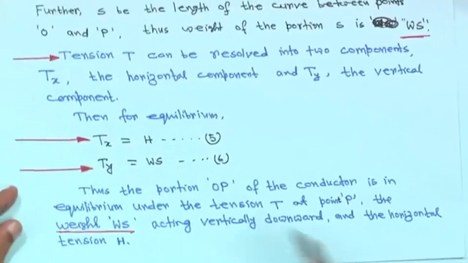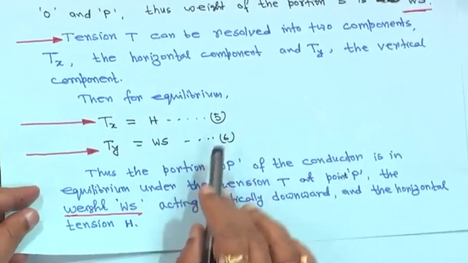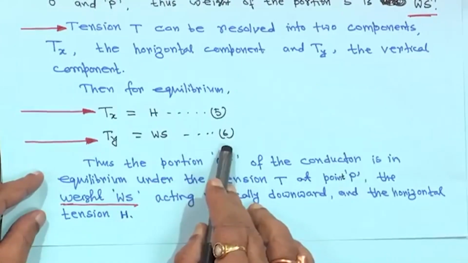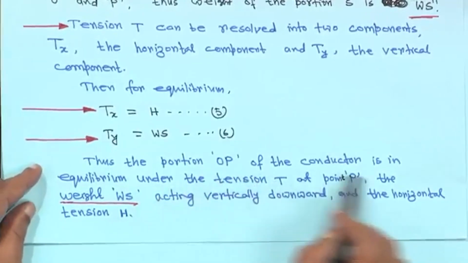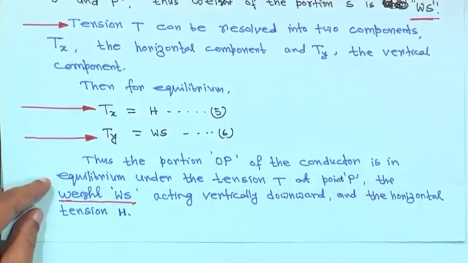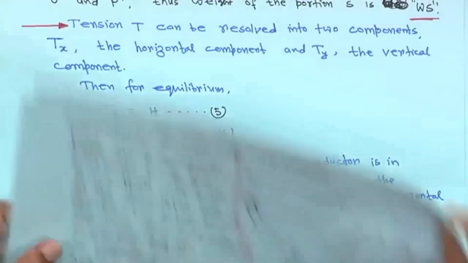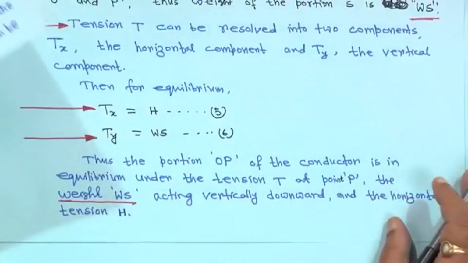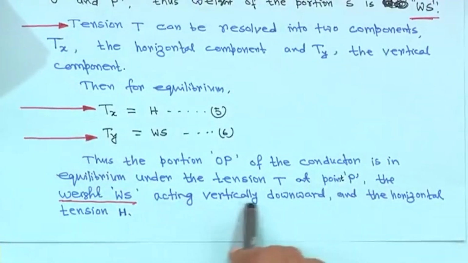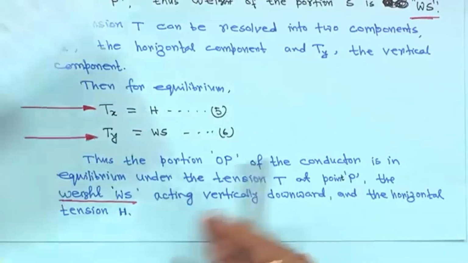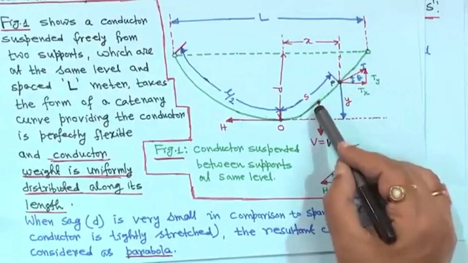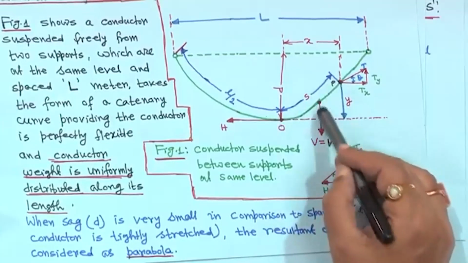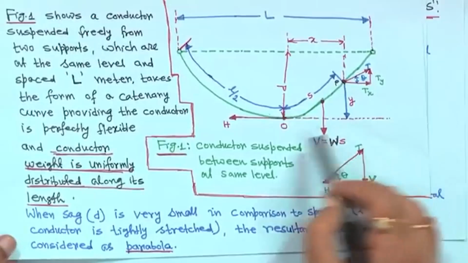So, T x is equal to H, this is equation 5 I told you, and T y is equal to W into S, this is equation 6. Thus, the portion OP of the conductor is in equilibrium under the tension T. At point P, the weight W s acts vertically downward along with the horizontal tension H. This is the midpoint between O and P, acting vertically, and this is the horizontal tension H.